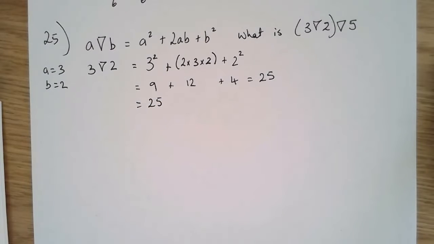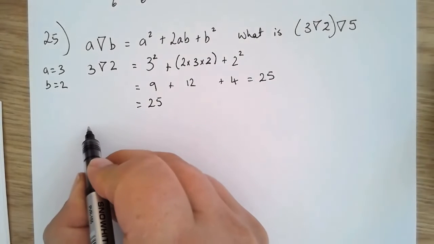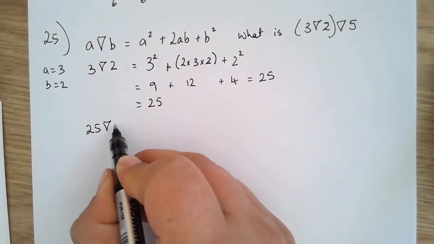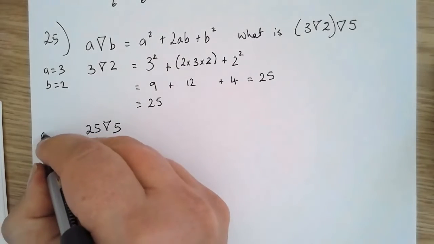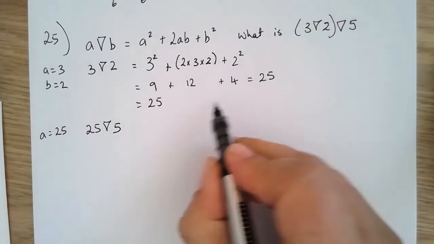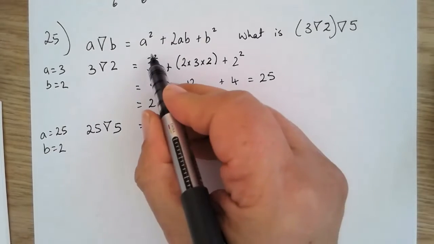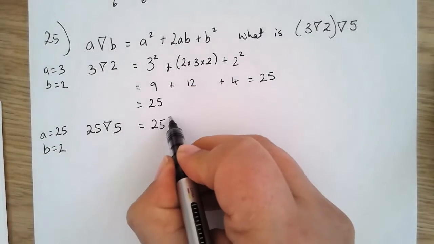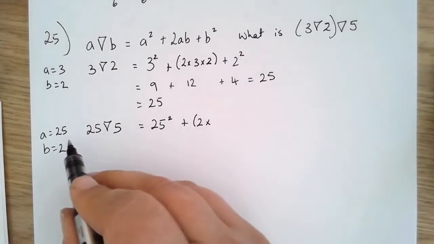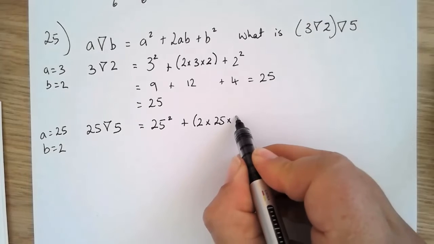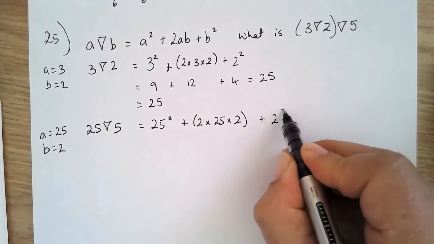Then what we've got to do is put this, which is 25, with this function, and then it's 5 here. So now our a equals 25, because we've calculated it here, and our b equals 5. So we substitute back in again. a is 25. 2 multiplied by a, multiplied by b, add b squared.